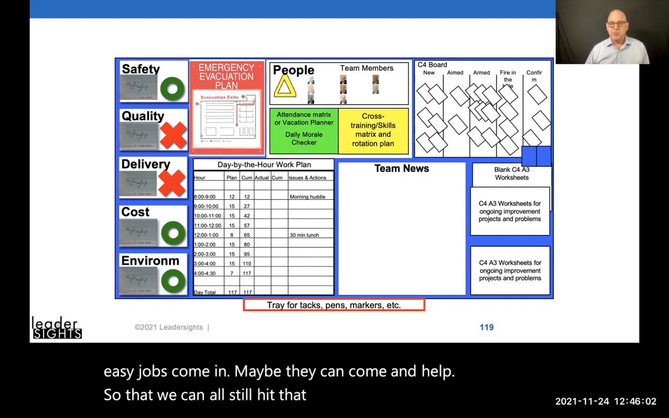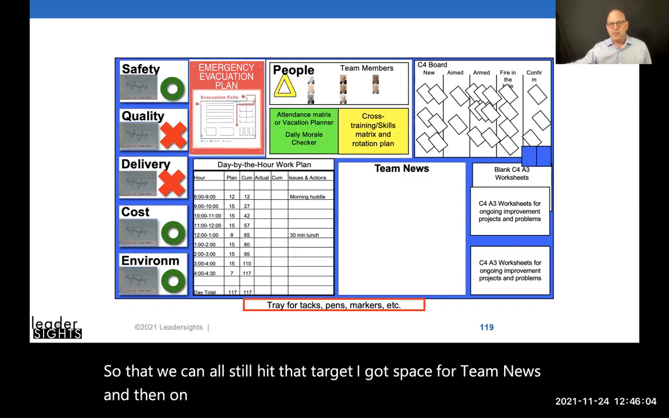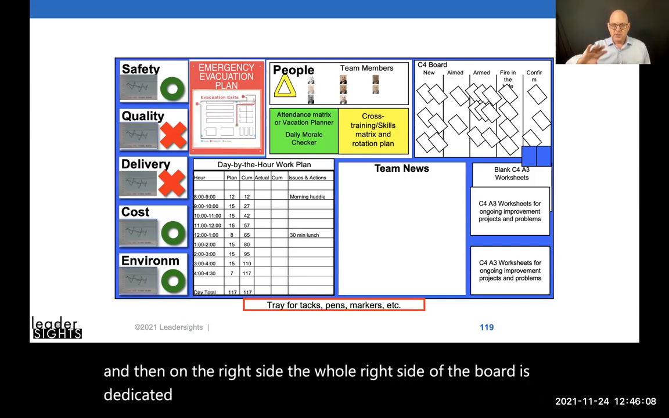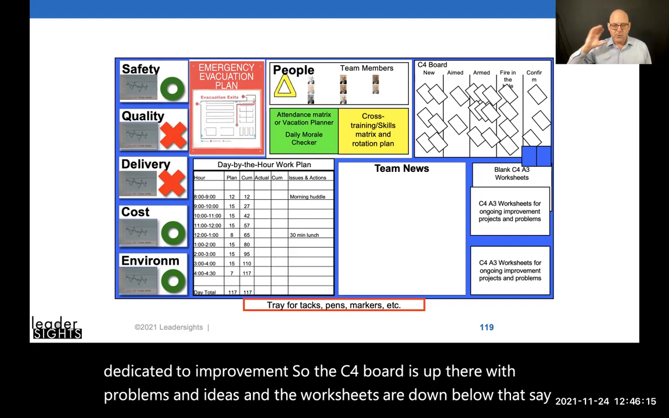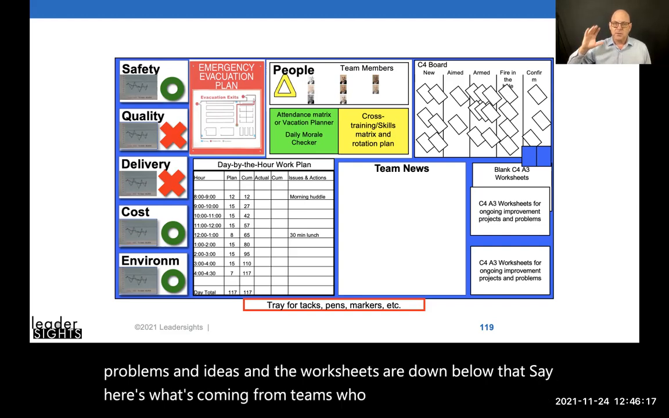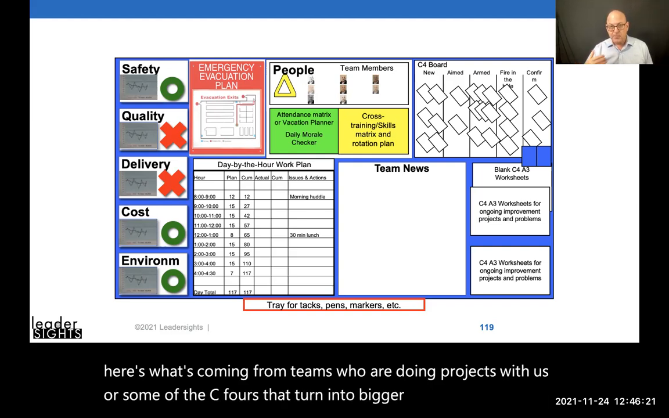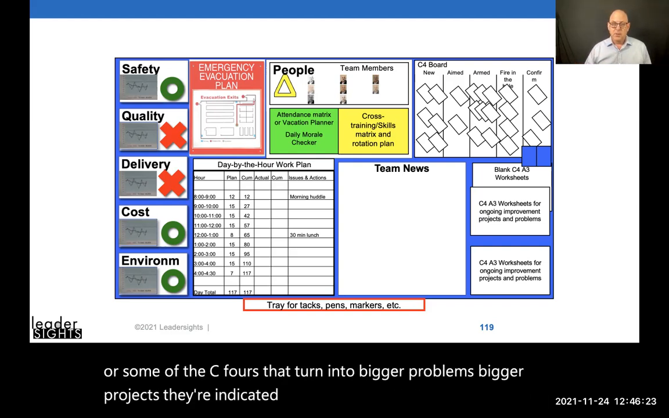I got space for team news, and then on the right side, the whole right side of the board is dedicated to improvement. So the C4 board is up there with problems and ideas, and the worksheets are down below that say, here's what's coming from teams who are doing projects with us, or some of the C4s that turn into bigger problems, bigger projects. They're indicated there as well.